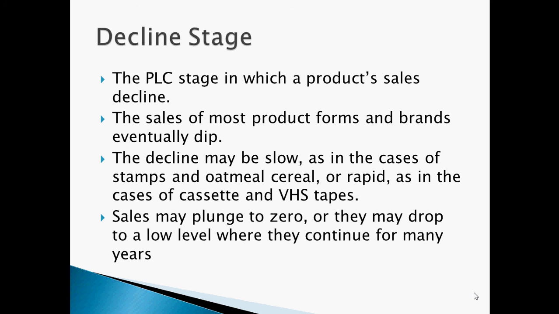Decline stage is the PLC stage in which product sales decline. The sales of product forms and brands eventually dip. The decline may be slow, as in the cases of stamps and oatmeal cereal, or rapid, as in the case of cassette and VHS tapes, which are now out of stock or out of sight. Many of you who are watching this video don't even know about these tapes at all, or cassettes. Sales may plunge to zero, or they may drop to a low level where they continue for many years.